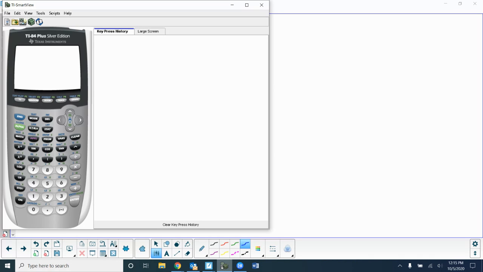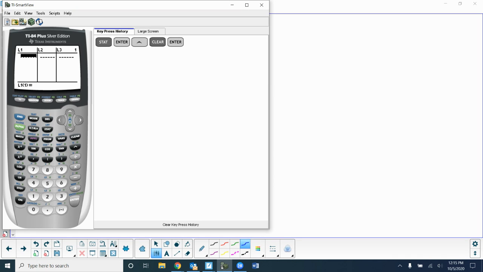Stat, right? That's this one right here. Okay? Hit enter, and that'll take you to your lists. Now, if you have numbers in there already, okay, hit your up arrow key, and then hit clear, and then enter, and that'll clear your list if you've got numbers in there right now.